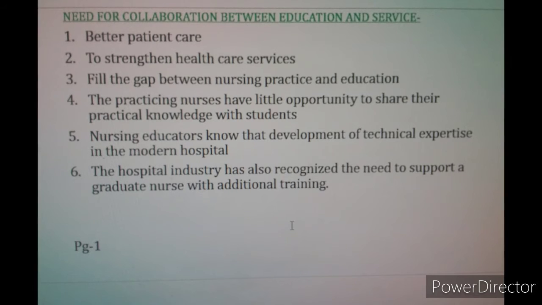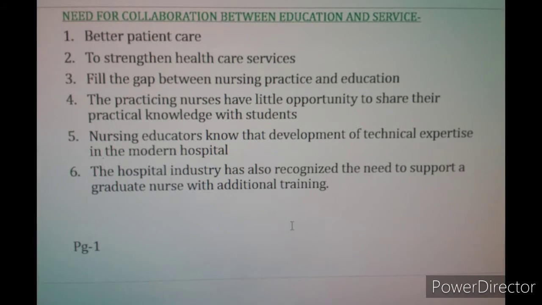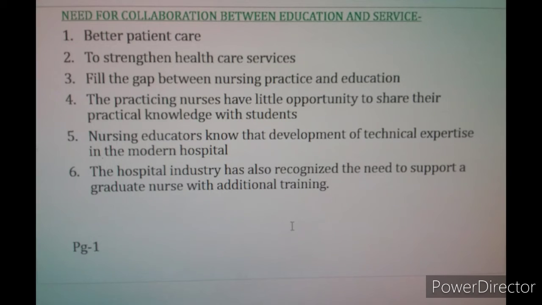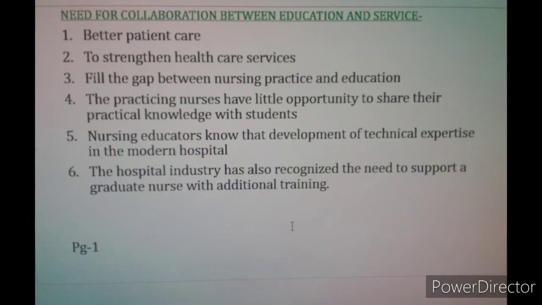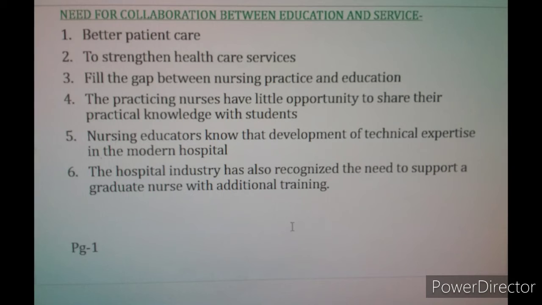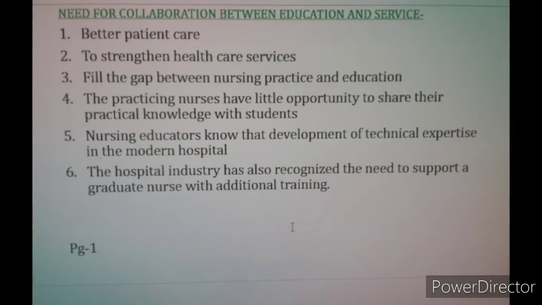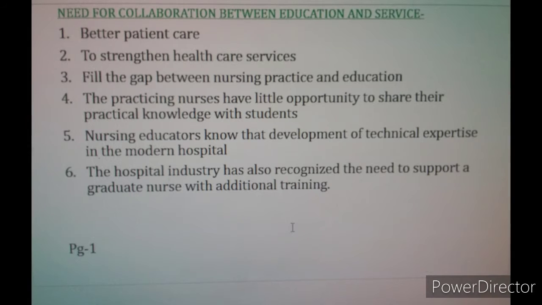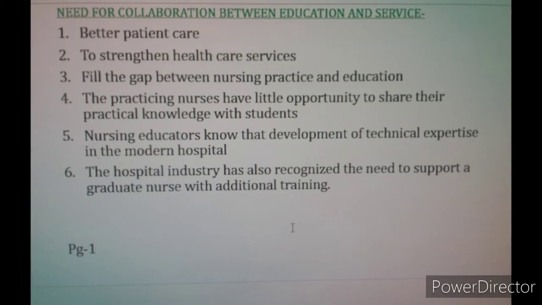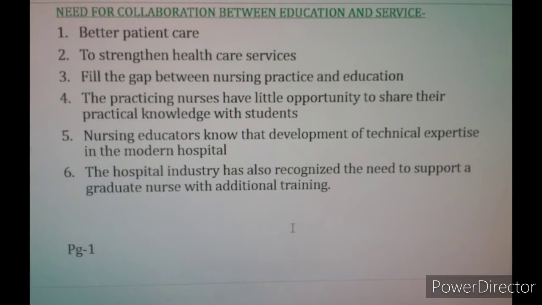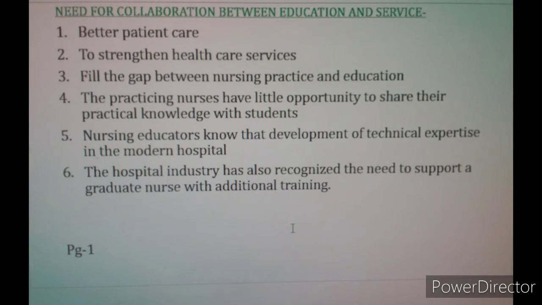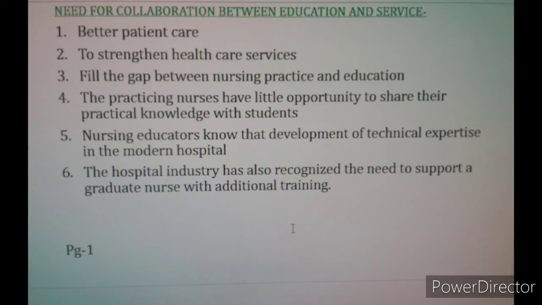Ultimately, if qualified nurses are there in the hospital, she will take care of each and everything, because she is aware of infection control, she is aware of hand hygiene, she is aware of how to manage medical disposables, how to dispose of the articles after use, and what the methods of sterilization are. So this is ultimately going to strengthen the healthcare services in the hospital.